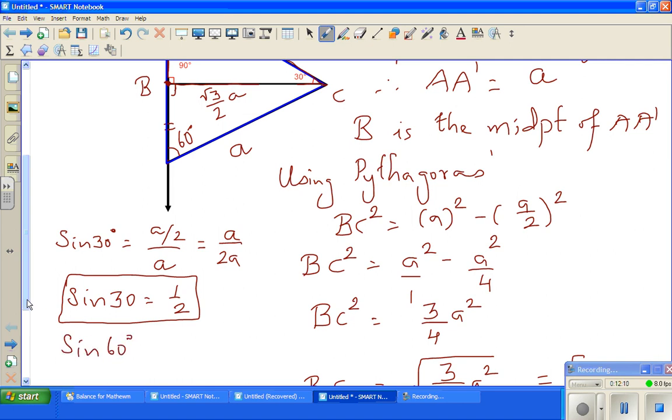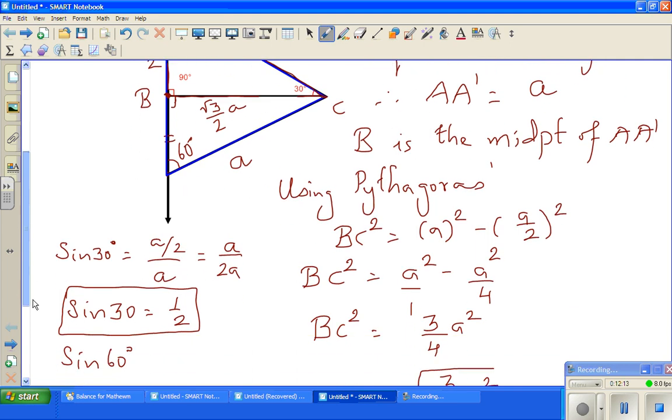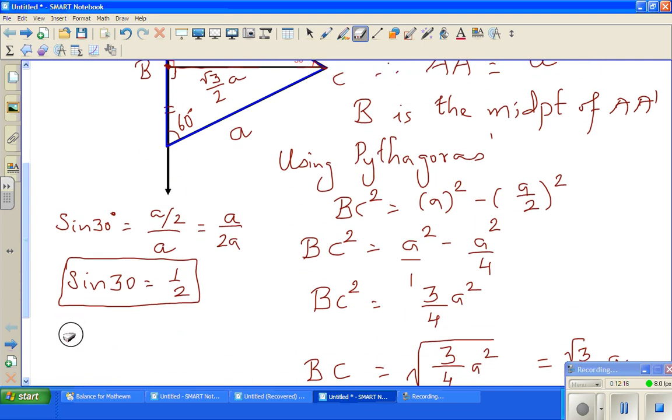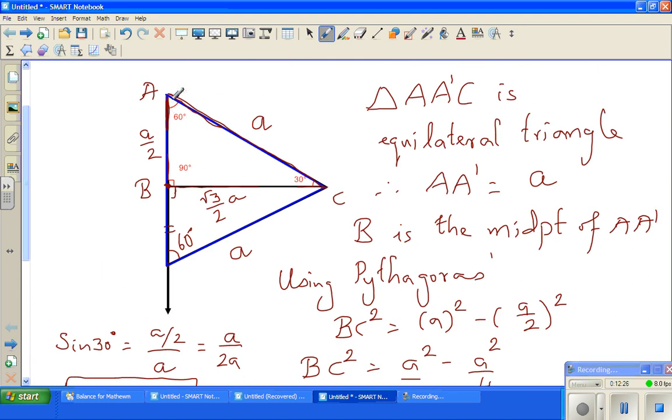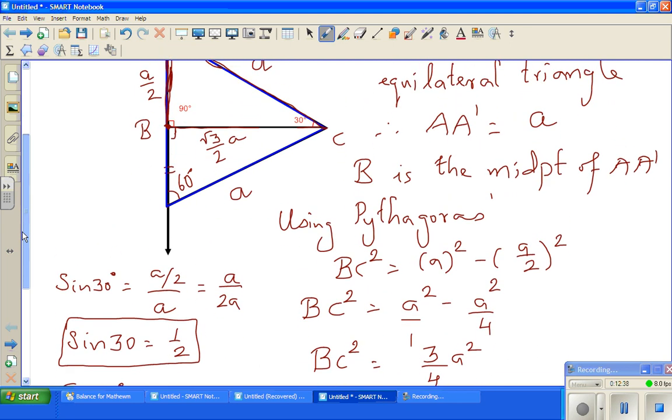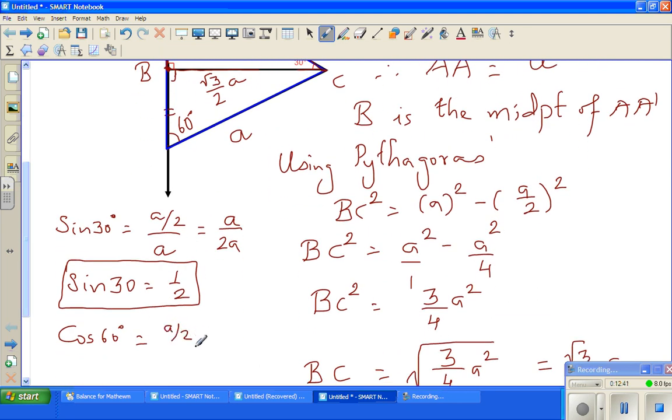Now if you look at sine 60, let me look at cos 30, that'll be easier. Let me take cos 60. For 60 degrees, AB becomes the adjacent side, and BC becomes the opposite side. So cos 60 is again A over 2 divided by A. That is the same as half. And that's why sine 30 is equal to cos 60. I'll continue this in the next video.